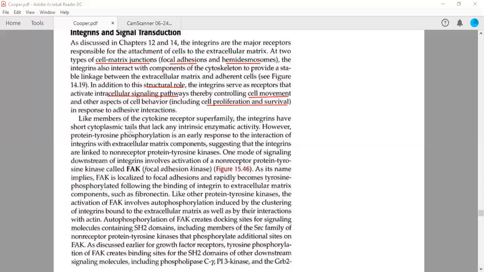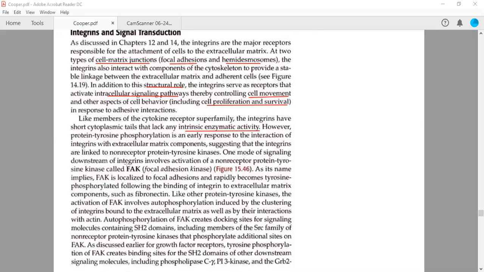Okay, like members of the cytokine receptor superfamily, as we have discussed earlier, the integrins have a short cytoplasmic tail, but these do not have any intrinsic enzymatic activity. However, protein tyrosine phosphorylation is an early response to interaction of the integrins with the extracellular matrix component. This suggests that integrins are linked to non-receptor tyrosine kinases, in a similar way as our receptor tyrosine kinases interacted with non-receptor tyrosine kinases.